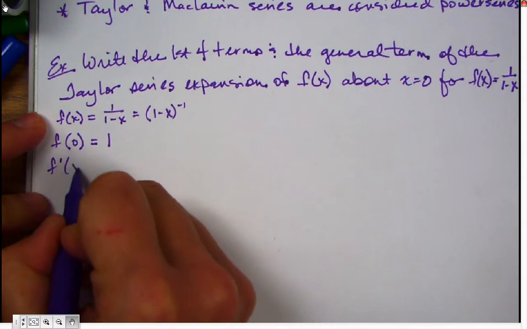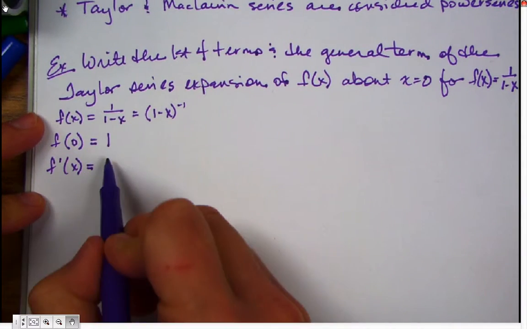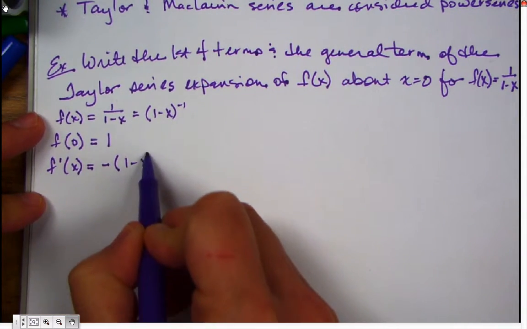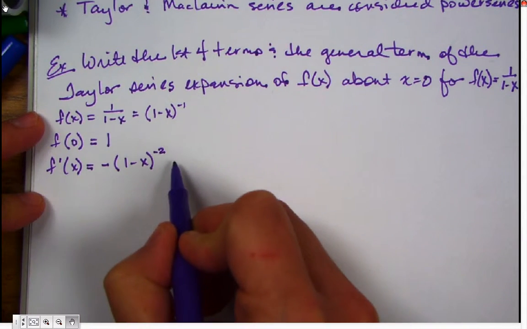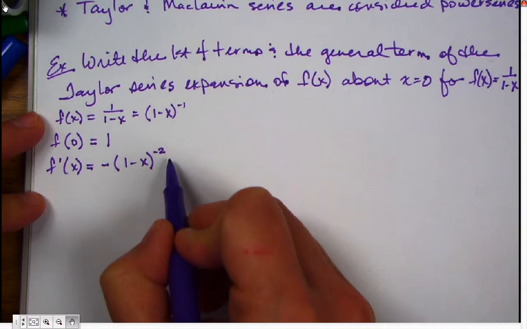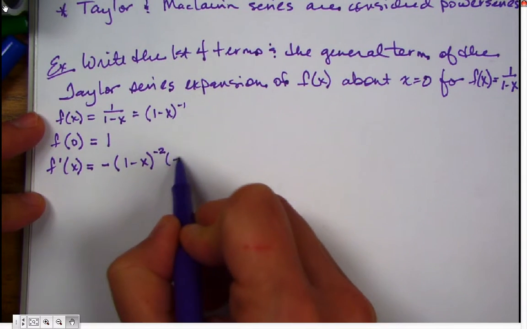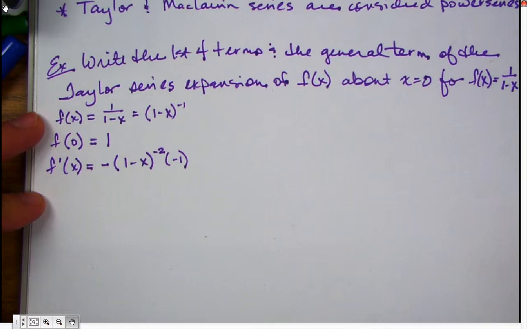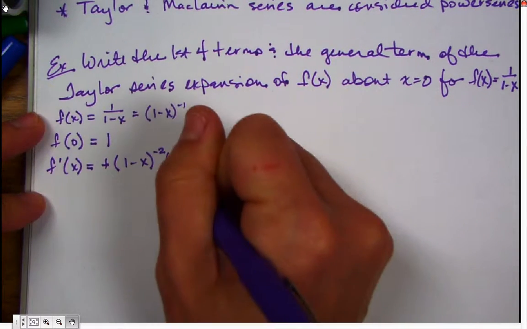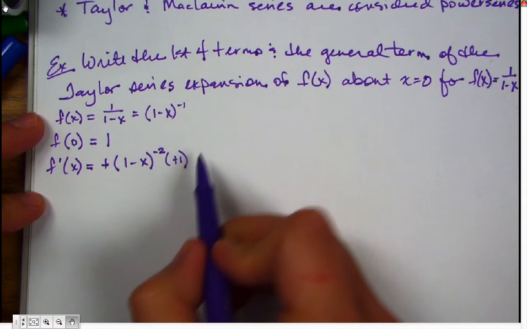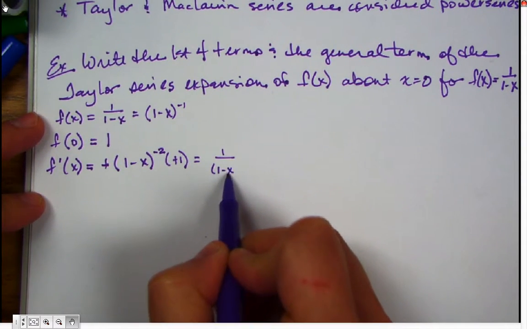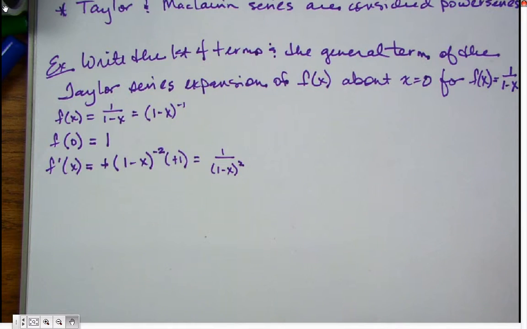All right, so what's f prime of x? Negative 1 minus x to the negative 2 times negative 1. Why, Dalton? Because of the chain rule. Excellent. So that's the same as that, right? Yeah, that's why we're doing it. Because had I just thrown that out there for you for a quiz question, you would have missed it. Because everybody would have forgotten the chain rule.